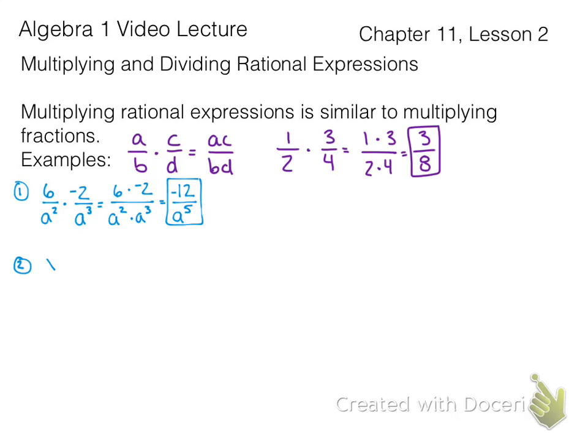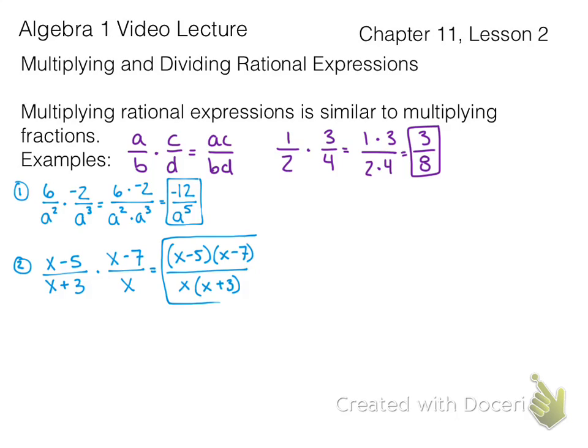Then number 2 is x minus 5 over x plus 3 times x minus 7 over x. Well, the tops get multiplied together, the bottoms get multiplied together, and that's as simplified as it gets. There's nothing that can cancel out, nothing you can divide, nothing you can factor. This is actually the simplest answer for this one. But don't worry, it gets harder. So let's go ahead and look at the next slide. Yes, that's the simplest form.